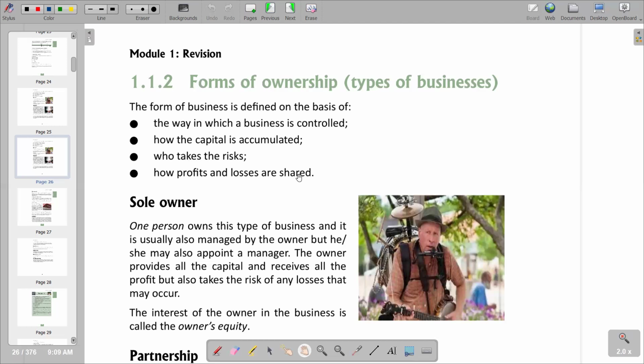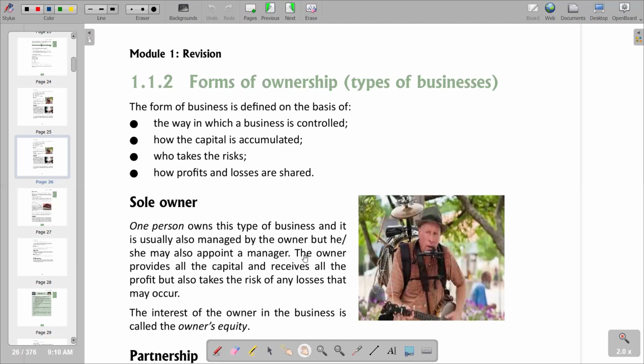So we are going to start by looking at the sole owner as the first form of business. We can call it a sole owner, and we can also call it a sole proprietorship. It is a type of business owned and run by one person. The textbook description says one person owns this type of business, and it is usually also managed by the owner, but he or she may also appoint a manager.